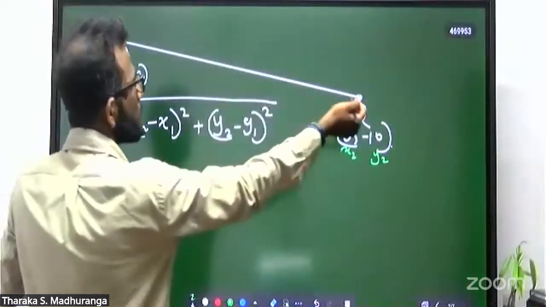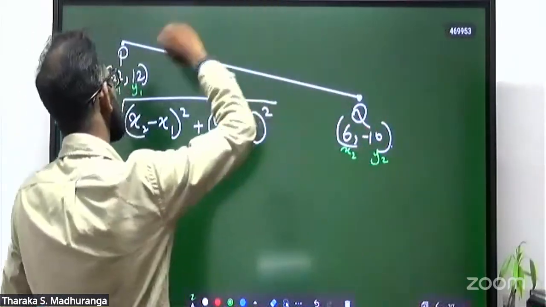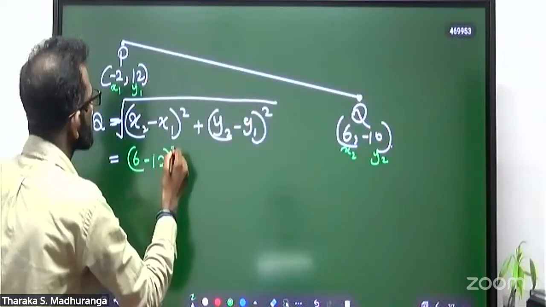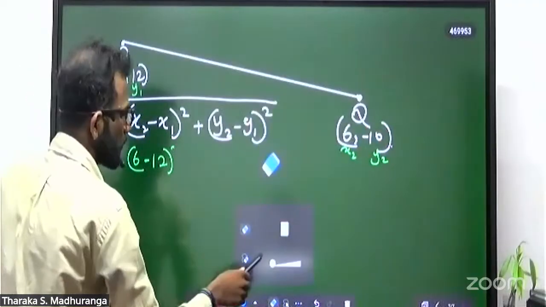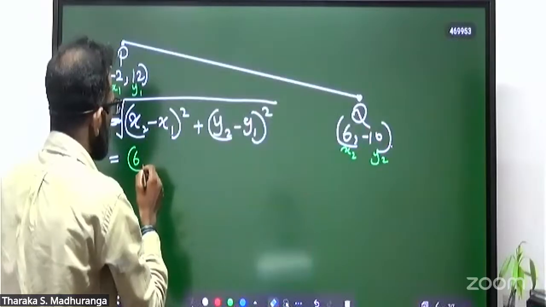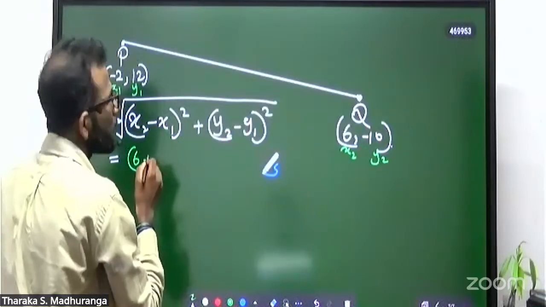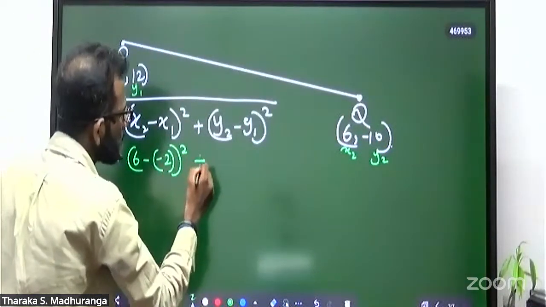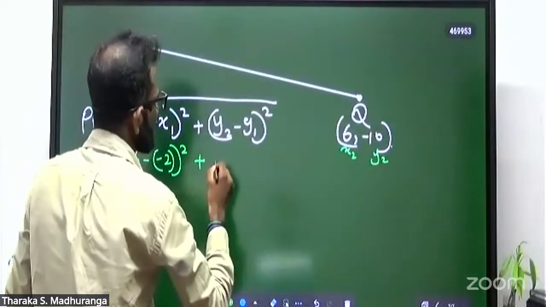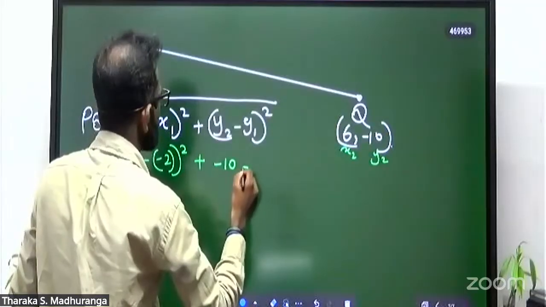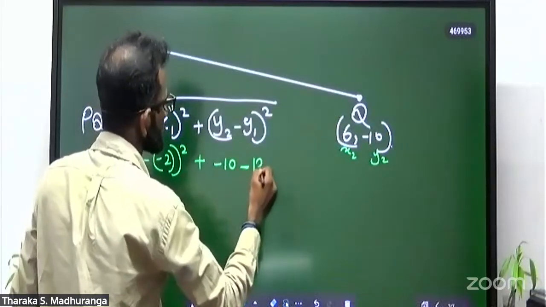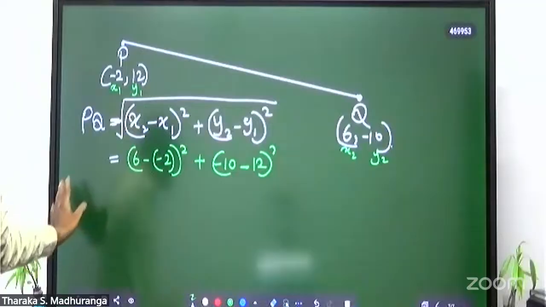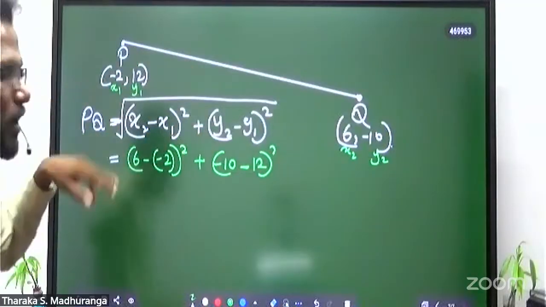Okay, then x2 minus x1, 6 minus minus 2, squared, plus minus 10 minus 12, squared, square root.